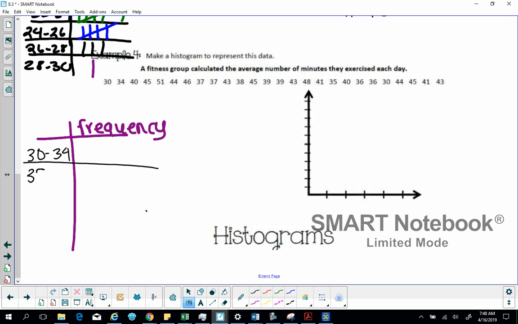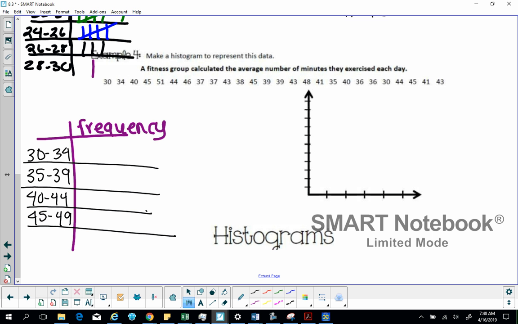This one's 35 to 39. This one's 40 to 44. This one's 45 to 49. And 50 to 54. Now, sometimes it will look like that where we put a number on each line. For this one, I just want to show you what else it could look like.